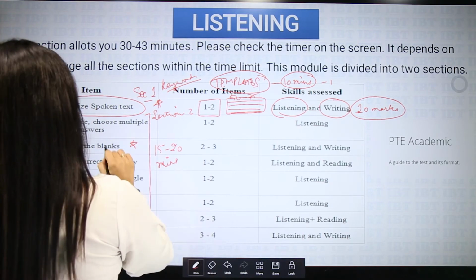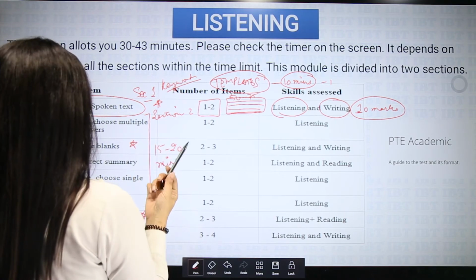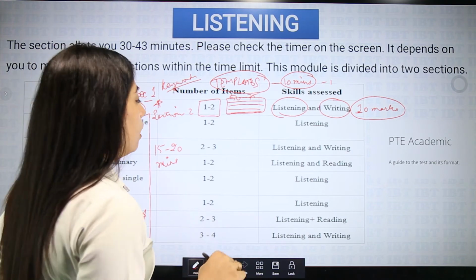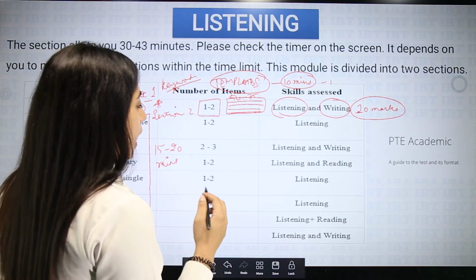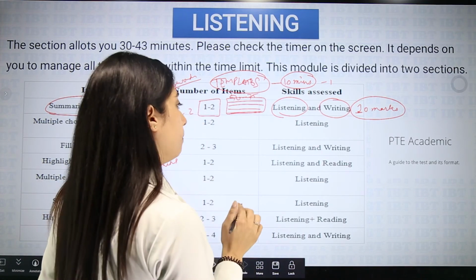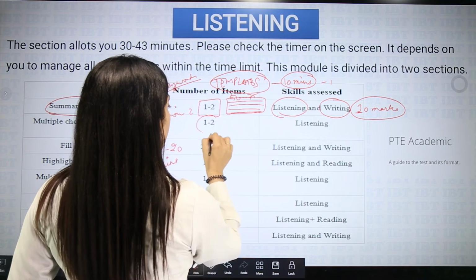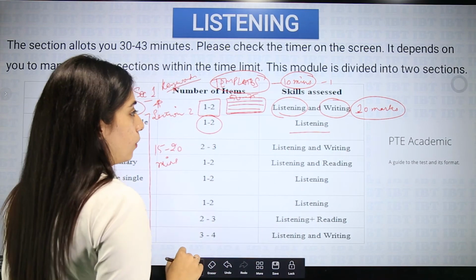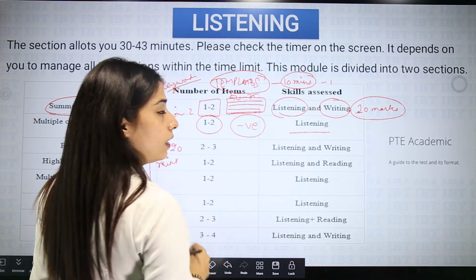The other 4 questions are not that important, which include MCQ single answer, MCQ multiple answer, highlight correct summary and select missing word. All these questions have segregated scoring, right? If we discuss multiple answers, there will be 1 to 2 such questions and only listening skills will be evaluated from this question. Multiple answer hai to matlab negative marking bhi hogi, right?